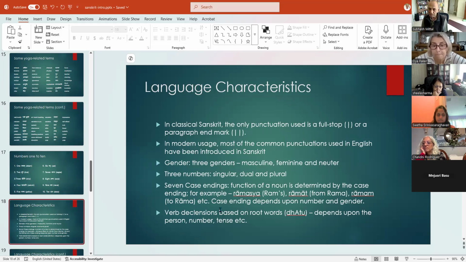Okay, so the three genders, and there are three numbers: singular, plural, and dual. And there are 7 case endings. Unlike in English or Hindi, where you have to add another word, for example, if I say "from Rama", "from" is a different word and Rama is different. But in Sanskrit, we'll say Ramat, and very clearly it says it's from Rama. Same thing, Ramam will mean to Rama. But Ramasya would mean Rama's.